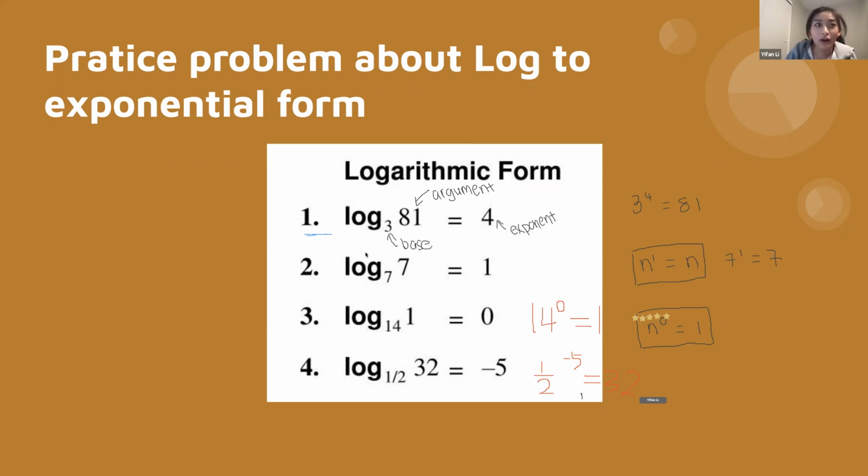When the exponent is negative, it means you take the reciprocal, or you have to switch them. So it also means 2 to the 5 power, which is also 32.